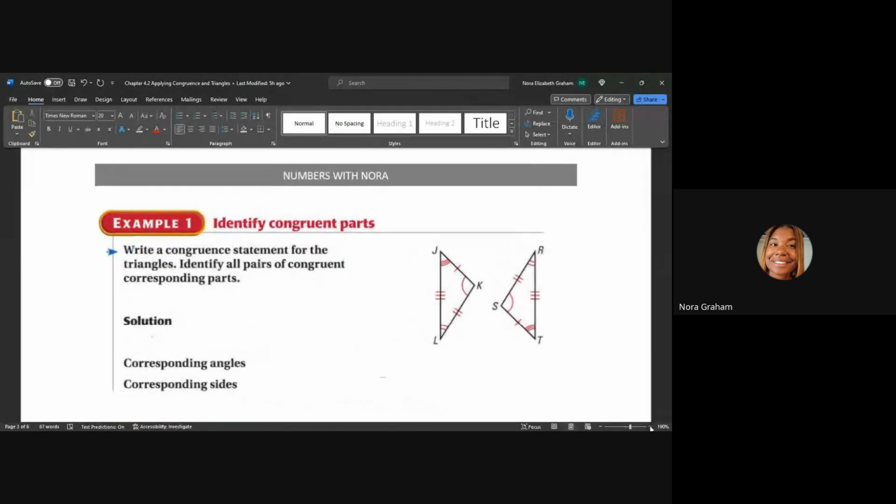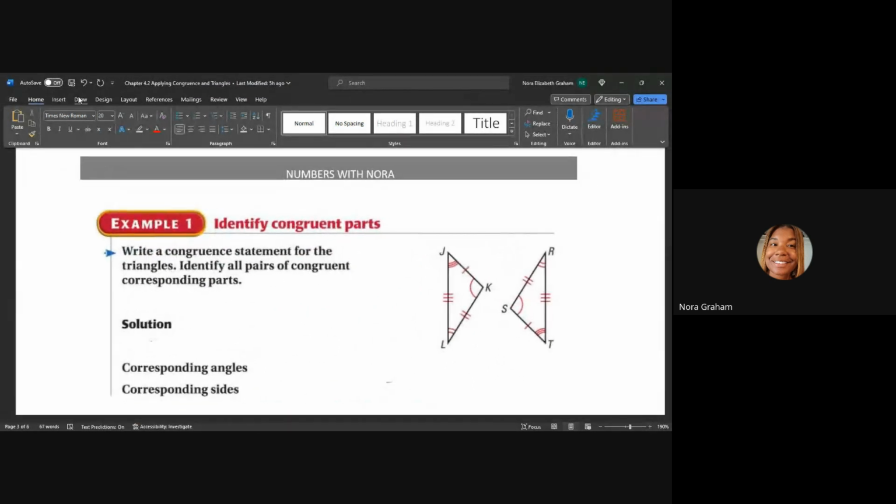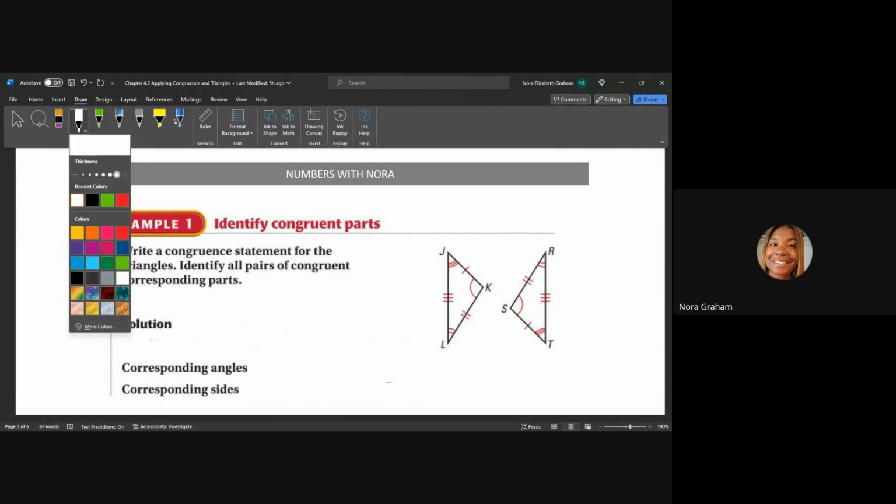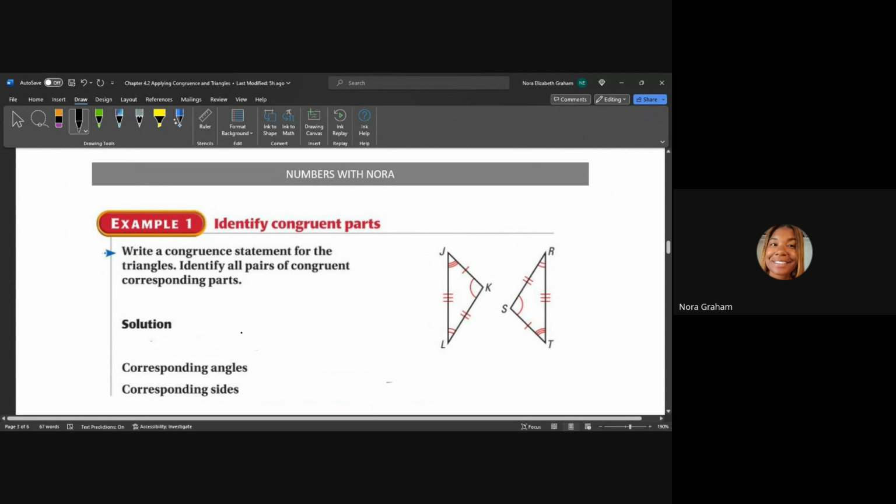Let's zoom in so we can just concentrate on this one. I believe this one we're just listing our angles that are congruent and our sides that are congruent. So right here it says write a congruence statement for the triangles. Identify all pairs of congruent corresponding parts.